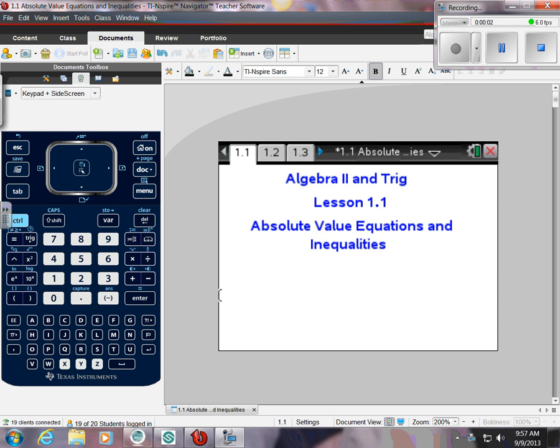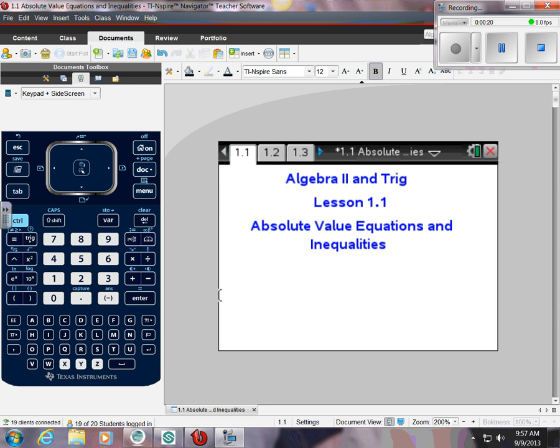Okay, so you should be on lesson 1.1. What we're going to be talking about today is absolute value equations. We'll get to inequalities tomorrow. So if you want to write your notes in a notebook, you should have that out in front of you. If you're going to take your notes in your calculator, that's cool too. It's up to you. Are you ready? Say yes. Yes. Thank you.